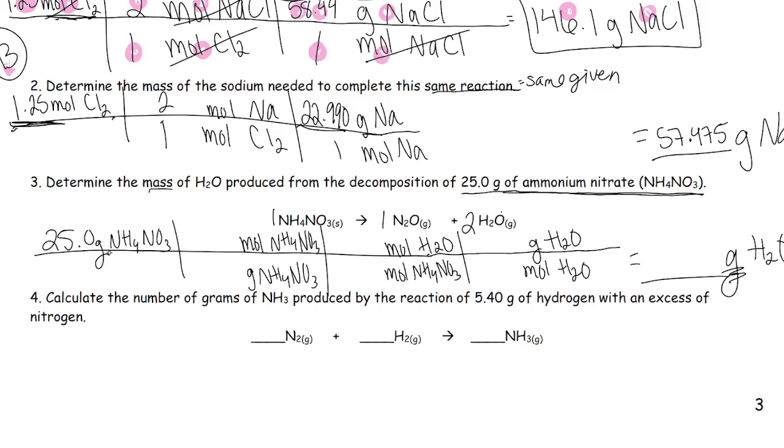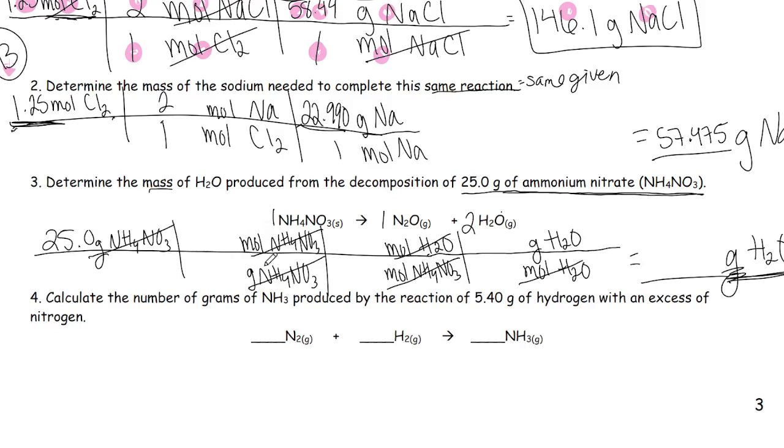So the way that we've set this up is that my grams of NH4NO3 will cancel with that. My moles of NH4NO3 will cancel with that. My moles of H2O will cancel with that, and the unit that we're left with is grams of H2O, which is perfect because that's what we're looking for. And then we can use what we wrote for ourselves on the mole map to help us figure out the conversion factors for each of these things.